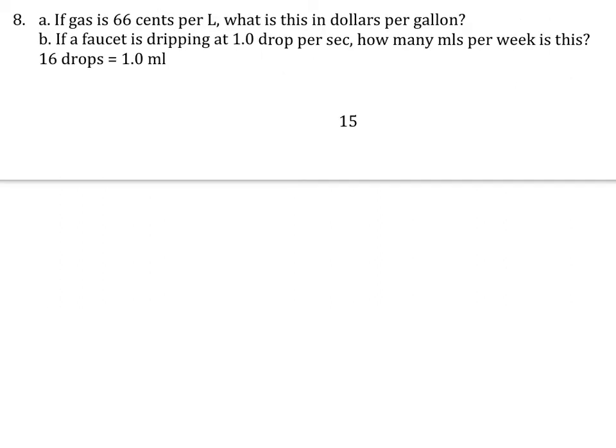Okay, in problem 8, parts A and B, these are rate problems. And we'll go ahead and start with A. What we want to do is convert 66 cents per liter to dollars per gallon. And additional information that you can get from your conversion factors worksheet is that 1 liter is 1.06 quarts, and 4 quarts are equal to 1 gallon.